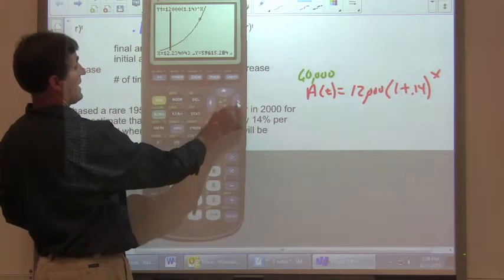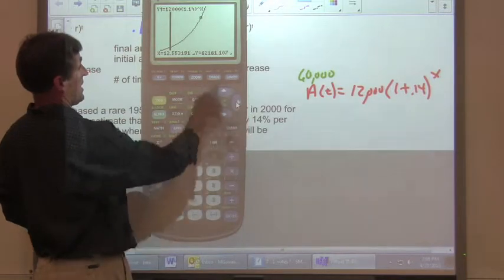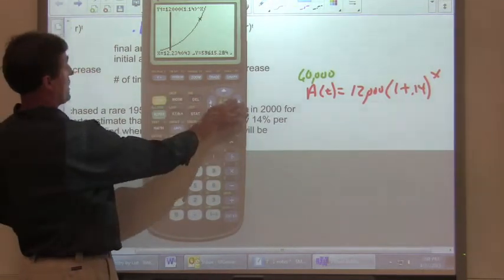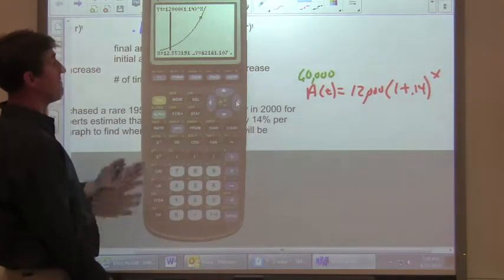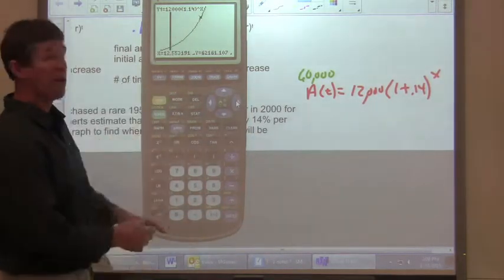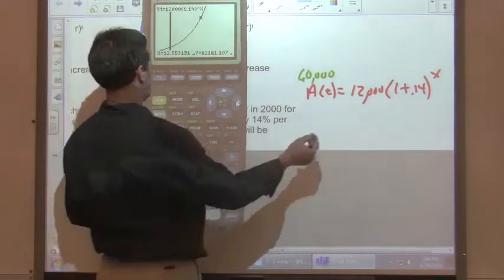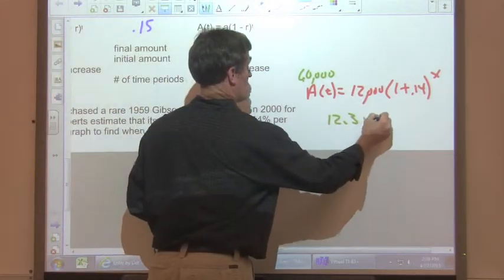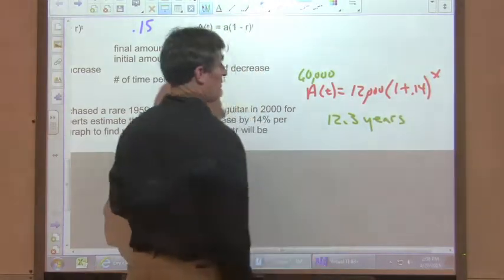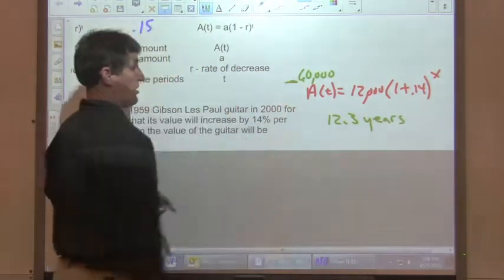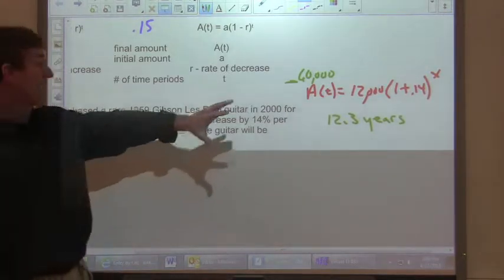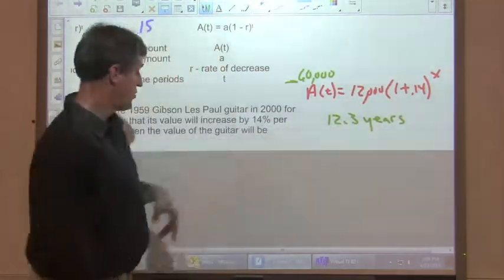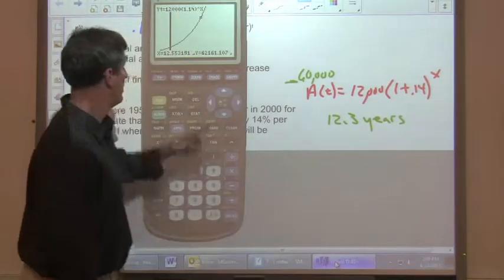So here it's 59,615, and here it's 62,000. So somewhere between 12.2 and 12.5 is when we hit it. So you can just estimate on this. It's going to take about 12.3 years before it reaches that $60,000. But again, you just have to determine the formula, plug in the amounts, and then use the trace function on the calculator to find out.